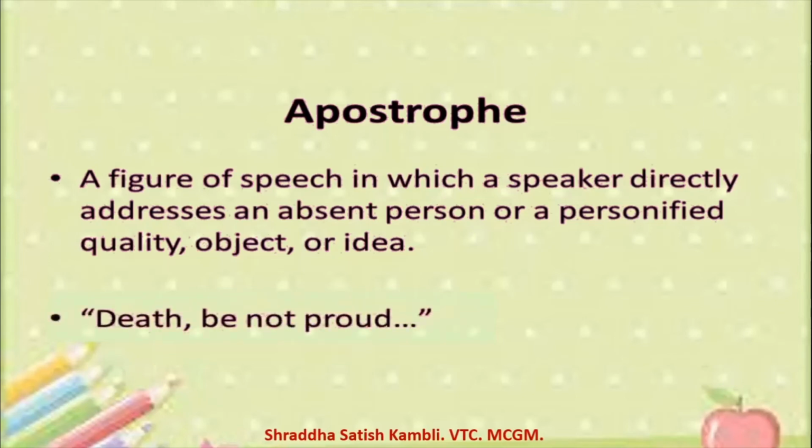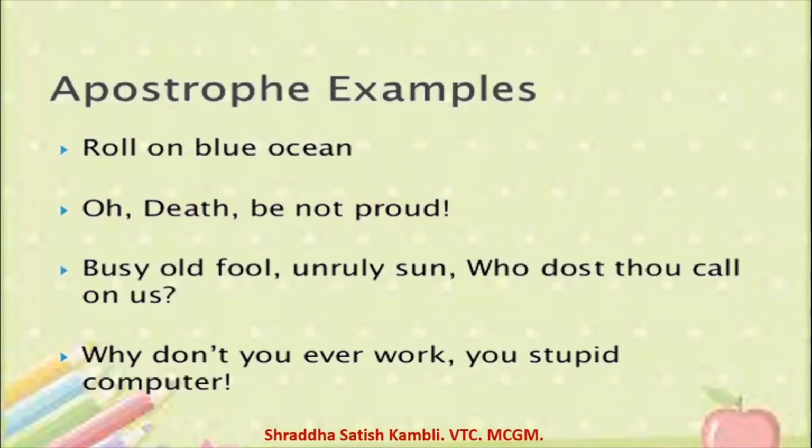Let's look at one more example. "Death, be not proud." Who are you talking to? You're talking to death. Is death a person whom you can talk to, converse with, or give some instruction or advice? No. But here when you say "Death, be not proud," you are looking at an example of apostrophe, where the speaker is speaking to an idea, that is death, which is not at all there with him.